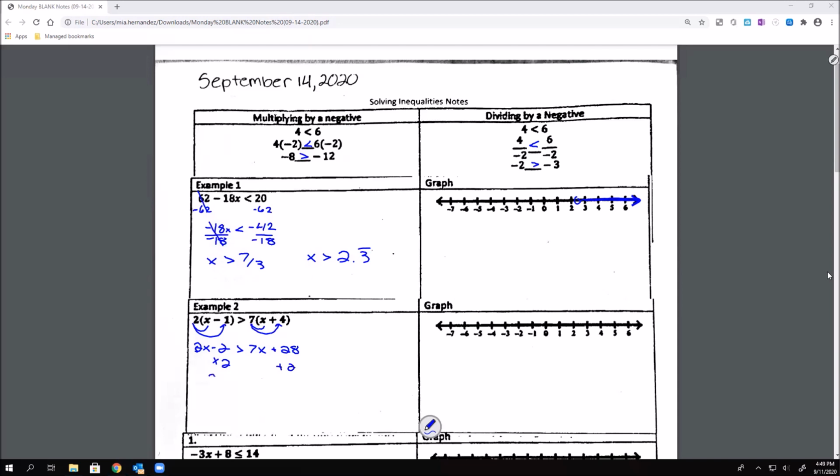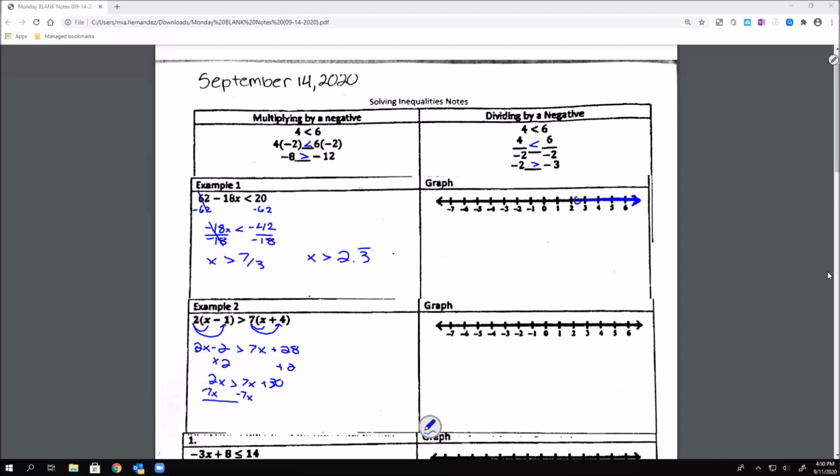So now on the left-hand side, I have 2x is greater than 7x plus 30. Next, I'm going to get my x's on one side. So I have this 7x on my right-hand side. I'm going to subtract 7x from both sides. Remember, my 7x was positive, so the opposite would be negative.